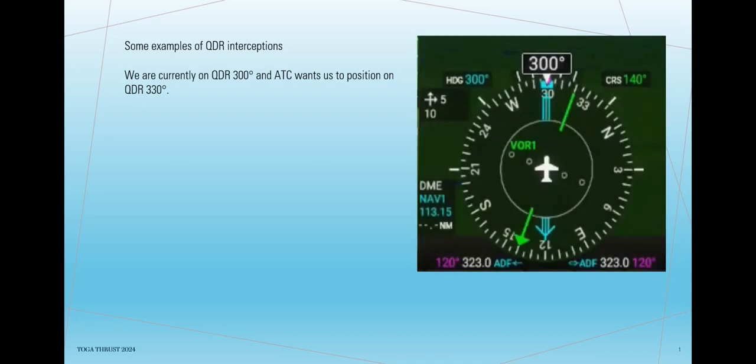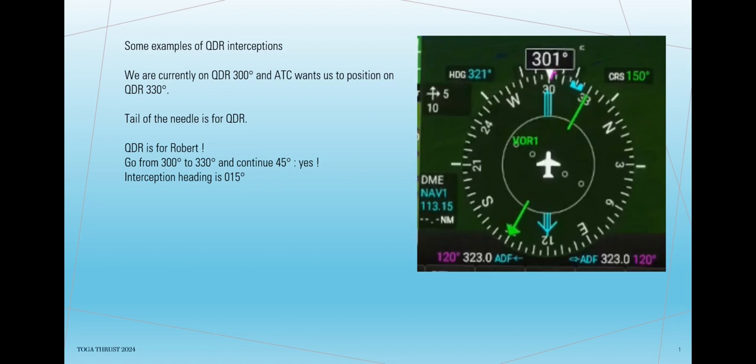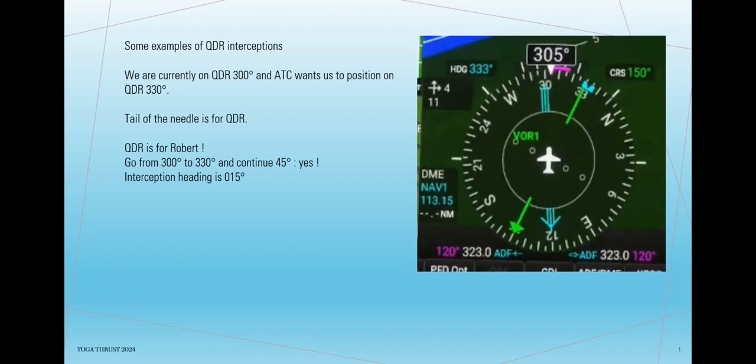We are currently on QDR 300 degrees and ATC wants us to position on QDR 330 degrees. Tail of the needle is for QDR. QDR is for Robert. Go from 300 degrees to 330 degrees and continue 45 degrees. Yes, interception heading is 015 degrees.